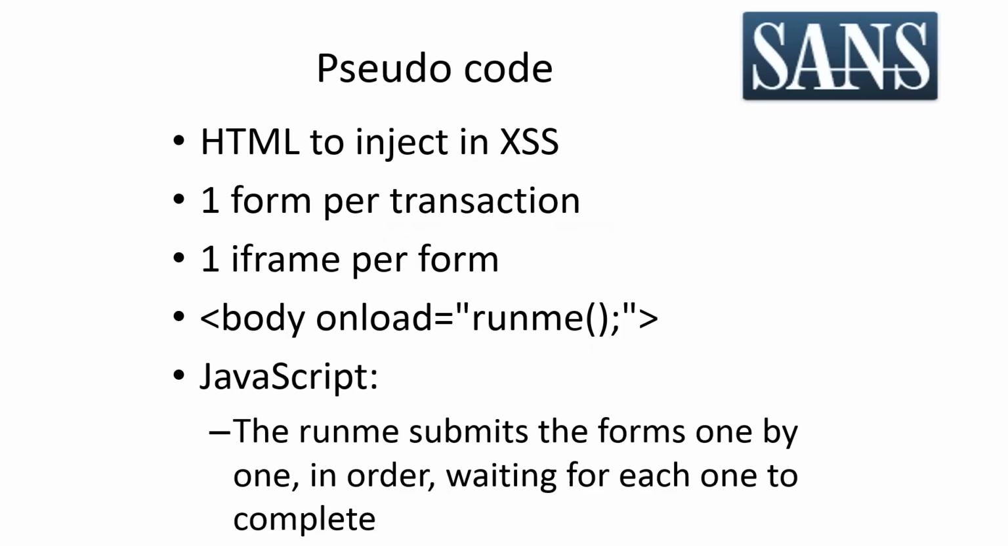So here's the code. Basically, we wanted to create one HTML page, which would be injected by cross-site scripting. We would have one form per transaction. So for example, add the user would be 1, lock out the administrator would be 2, log out administrator would be 3. We would create 3 different forms, put each form in an iframe. Then we'd have some JavaScript that would launch iframe number 1, wait for it to finish and load, then launch number 2, wait for it to finish and load, then number 3, and do them all in the right order.